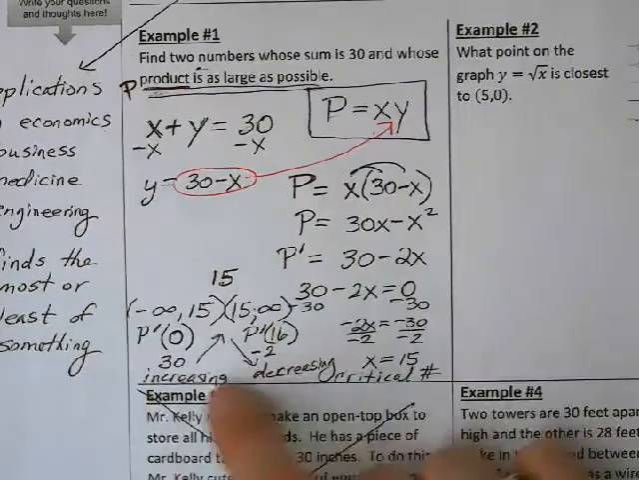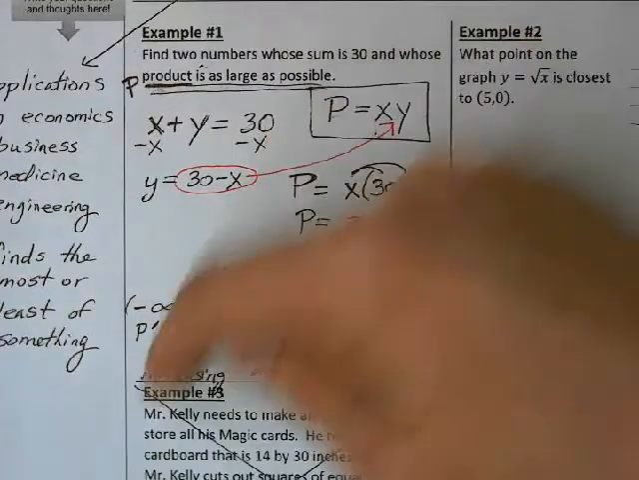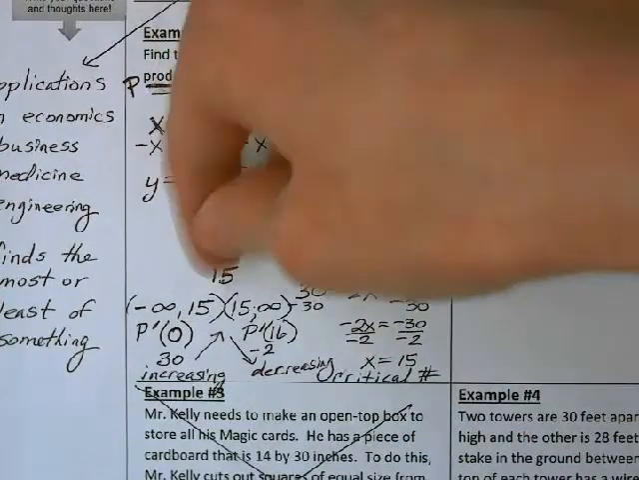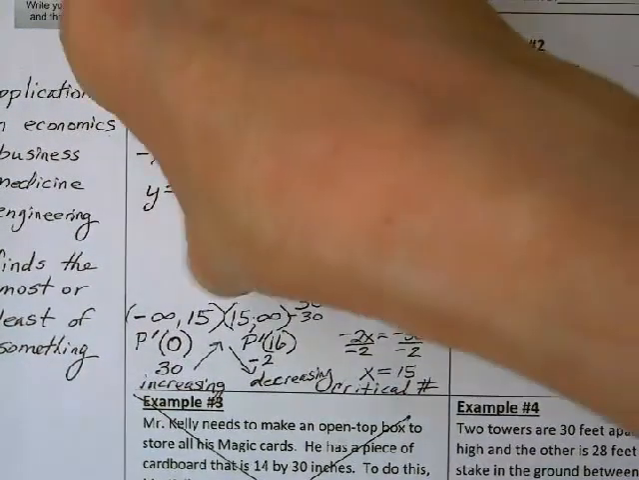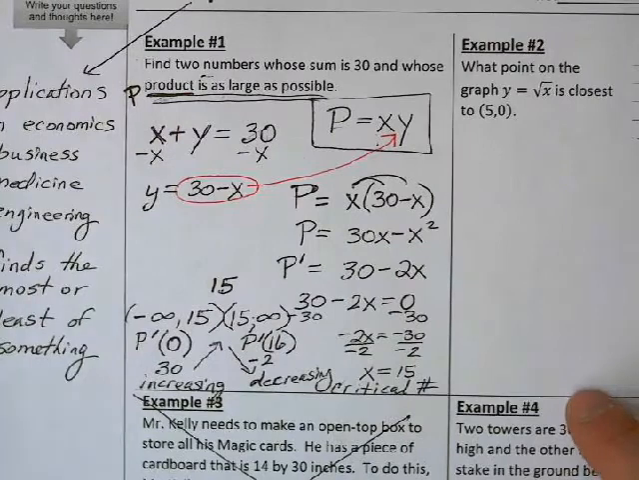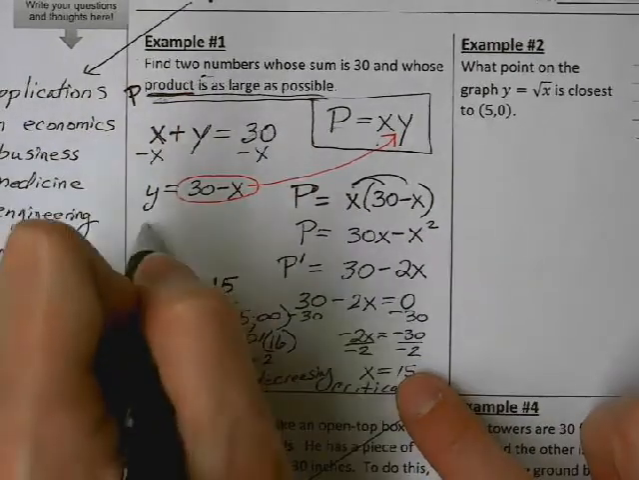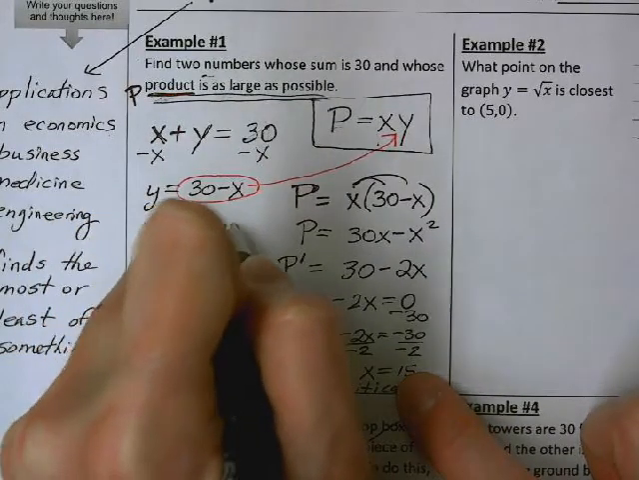So if the graph's going up over here and going down over here, what's 15? It's a max. So I believe that would be the right answer, because they said find what would make the product as large as possible. If x was 15, that'd make the product as large as possible. So we're getting x is 15. That gives you a maximum, like to maximize your profit.